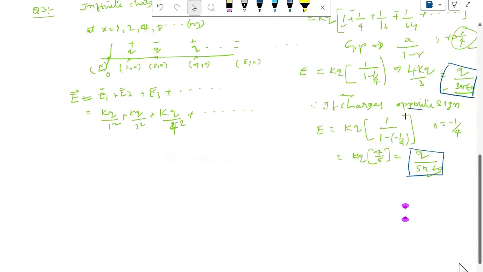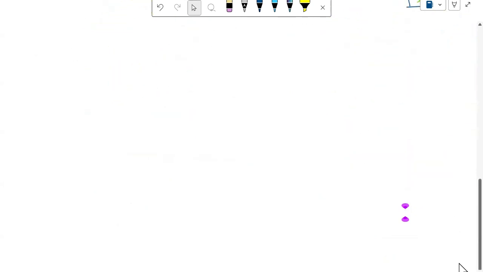So another model problem, see once. Problem number 4 in the same system of charges. Question number 4. So there are 2 charges. One is at 0, 0.